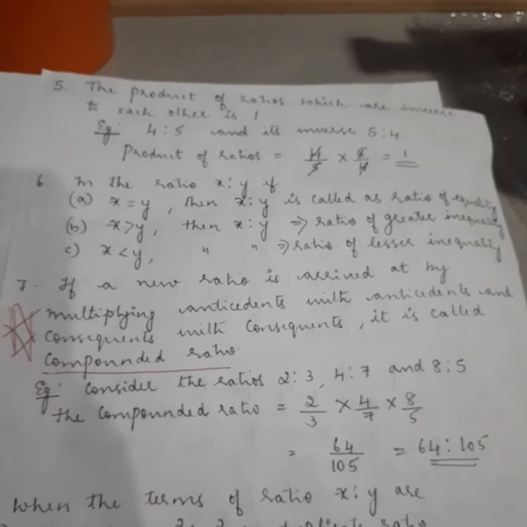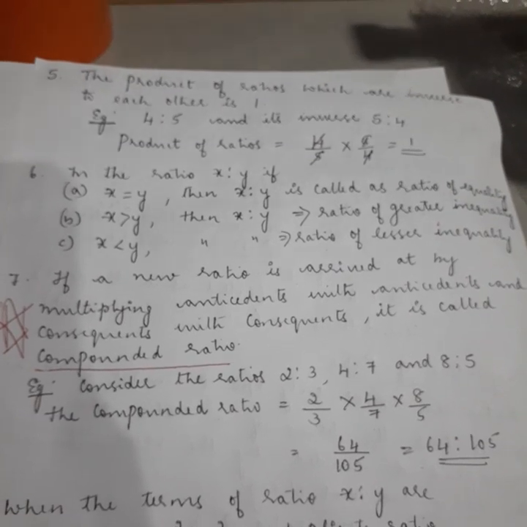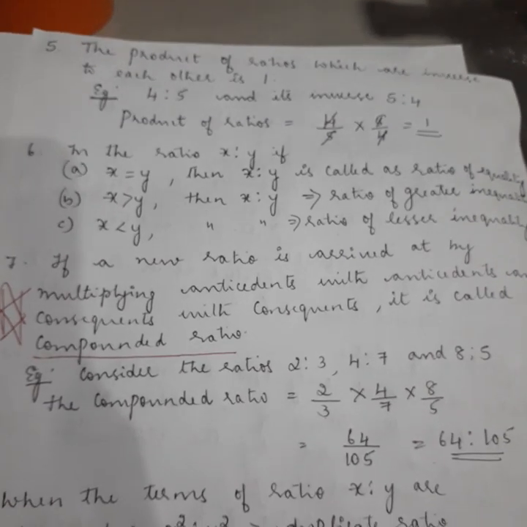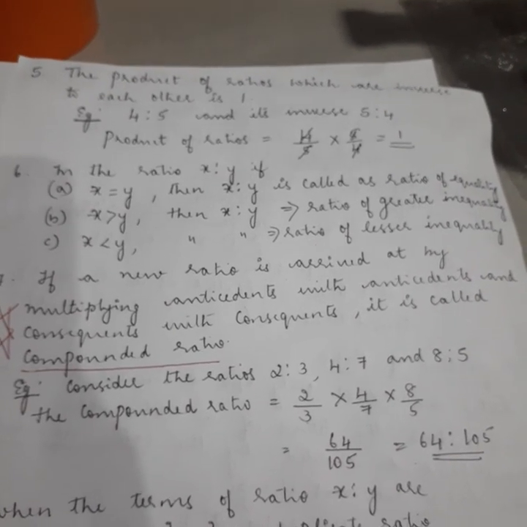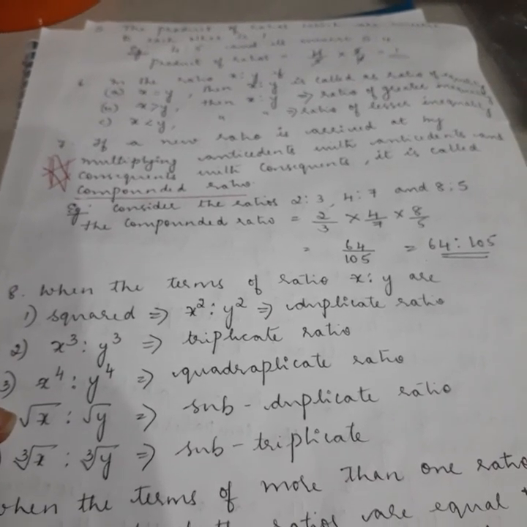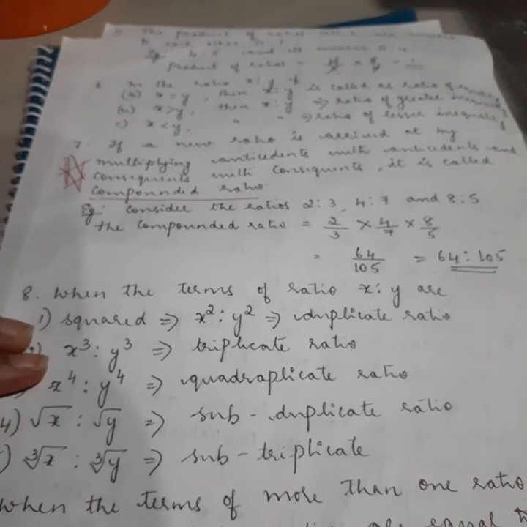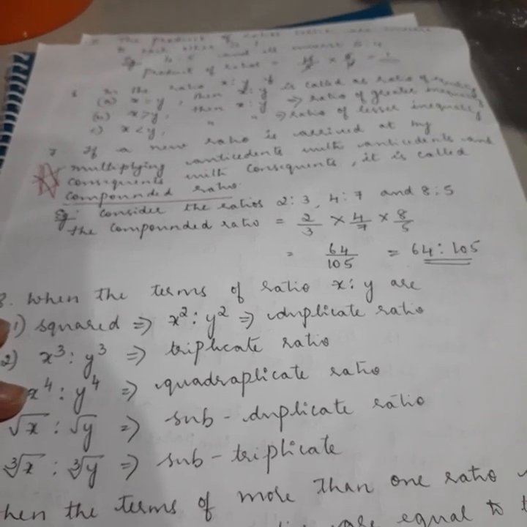Oh, sixth one, I forgot. If antecedent is equal to consequent, then we call it ratio of equality. If antecedent is greater than consequent, it is ratio of greater inequality. If antecedent is lesser than consequent, it is ratio of lesser inequality. Then if we square the ratios, it is duplicate ratio. Square root of the ratio is subduplicate ratio. Cube is triplicate. Cube root is subtriplicate. X to the power 4 is to y to the power 4 is quadruplicate ratio.